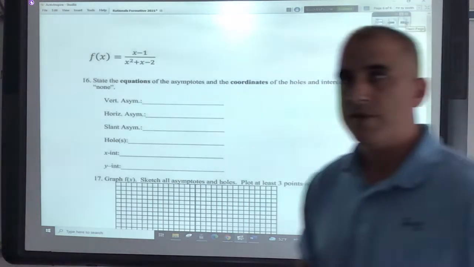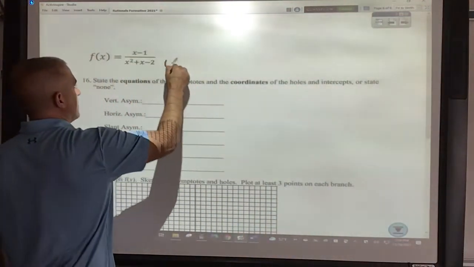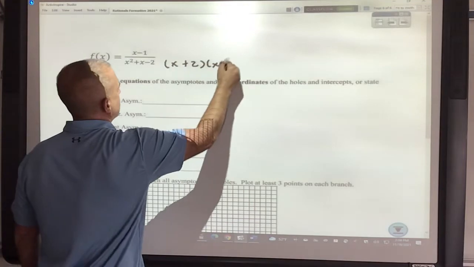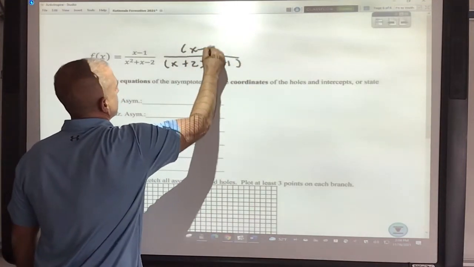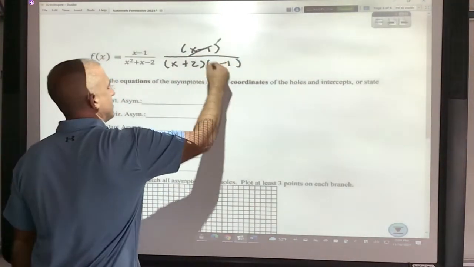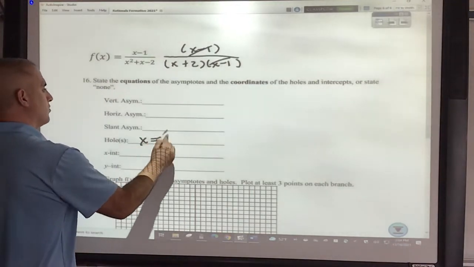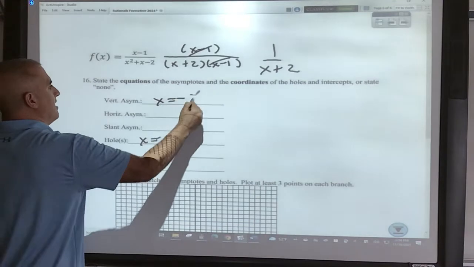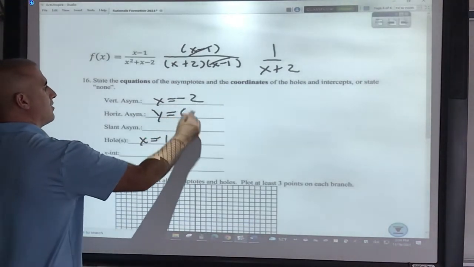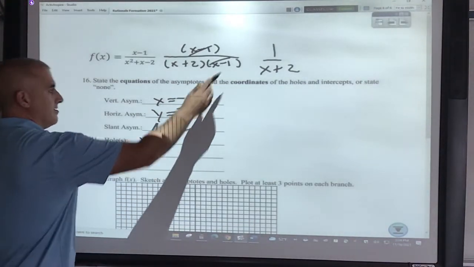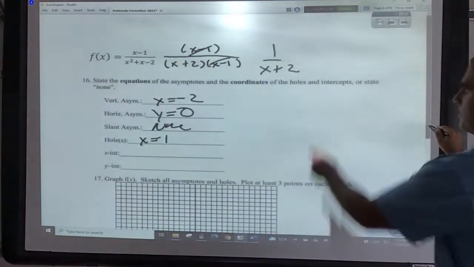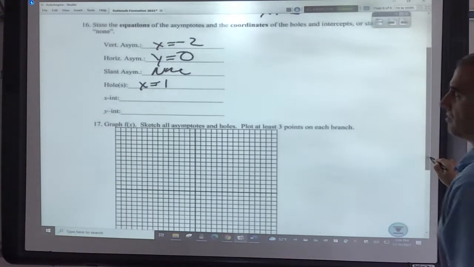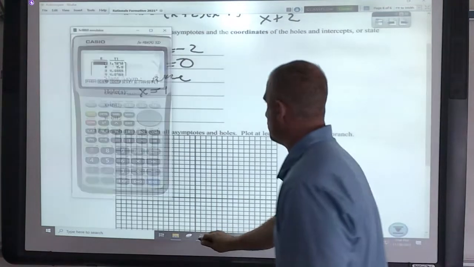So what I got here is I want to factor this. This is very simple factoring. What would happen is that would eliminate, so that hole would be at x equals 1. I would have 1 over x plus 2. So my vertical would be x equals -2. My horizontal would be y equals 0, and this would be none. It's at y equals 0 because the x power is bigger. So I want to graph 1 over x plus 2.